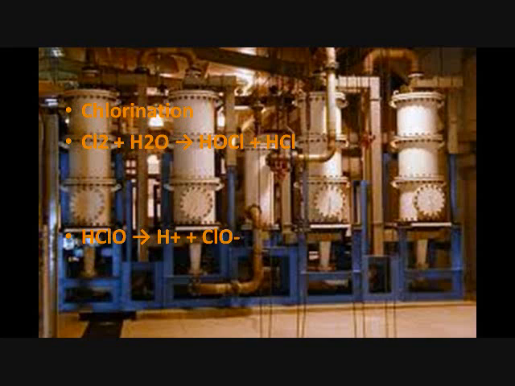When chlorine is added to water, it reacts to form a pH-dependent equilibrium mixture of chlorine, hypochlorous acid, and hydrochloric acid, which is the equation Cl2 plus H2O to HOCl plus HCl. Depending on the pH, hypochlorous acid partly dissociates to hydrogen and hypochlorite ions, HOCl to H plus plus OCl minus.